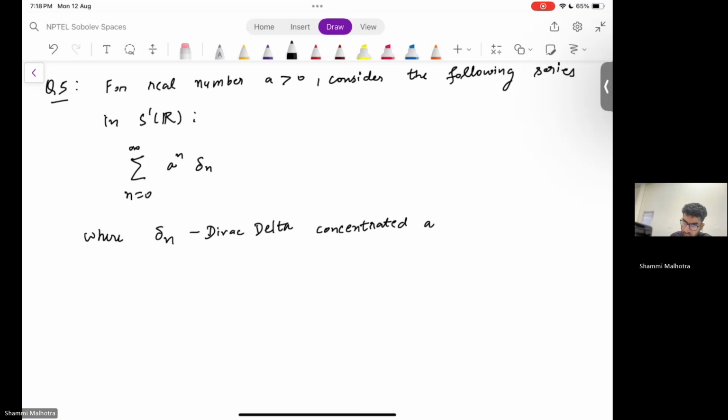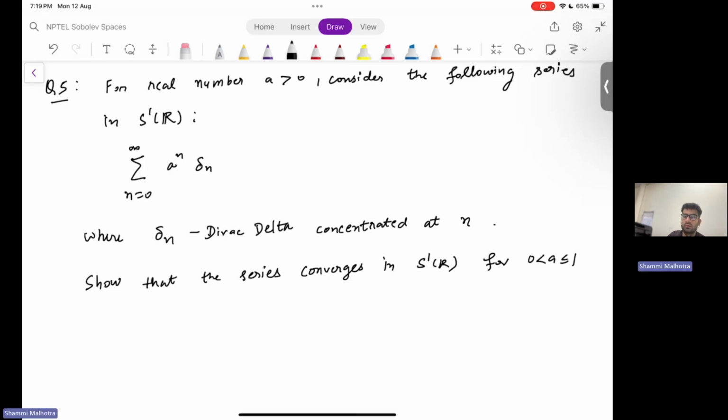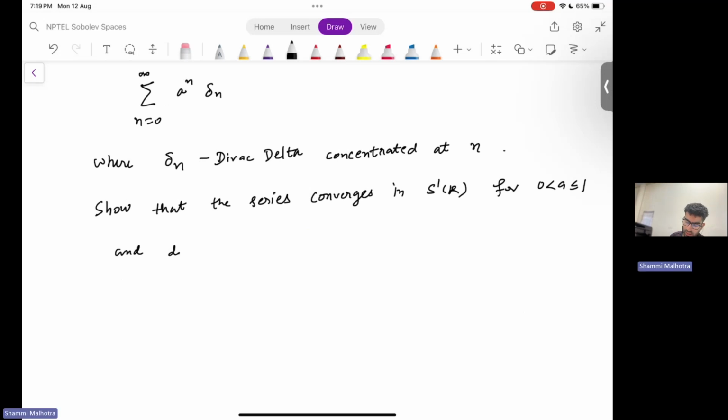concentrated at n, and then show that this series converges in S'(R) for a less than or equal to 1 and diverges for a greater than 1.